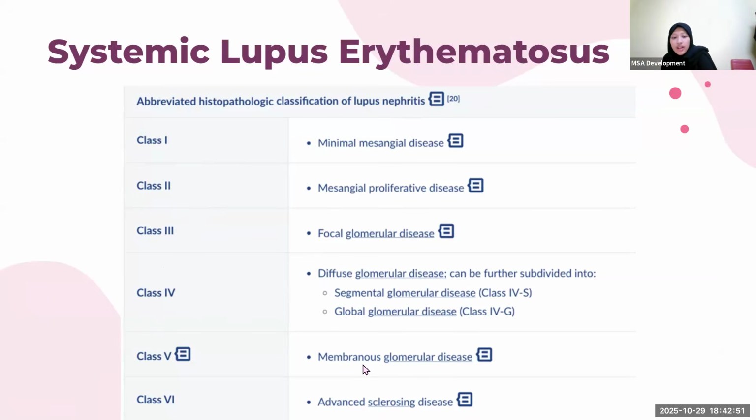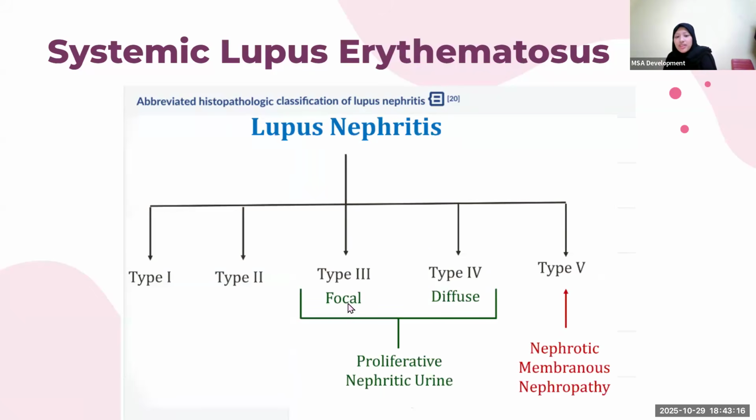And then we have class 5, which is the same as membranous. So remember in membranous how we said that SLE was one of the risk factors? This is it. This is the same disease. So SLE here, class 5 is nephrotic syndrome, right? Membranous. Class 6 is the most severe one. It's the advanced sclerosing disease. We never got asked about it a lot. So the most important thing is 3, 4, and 5 to differentiate.